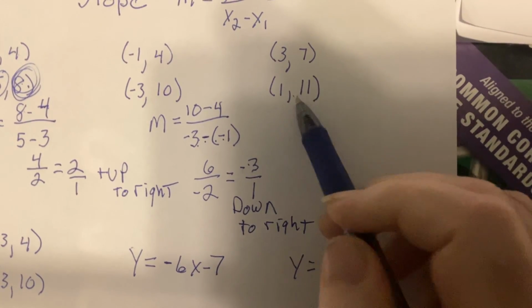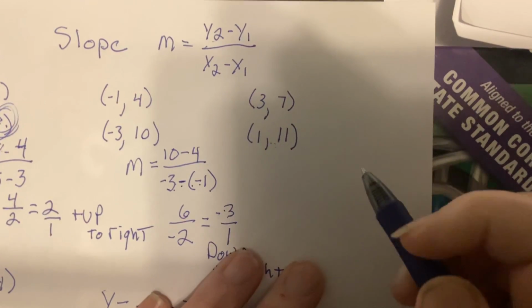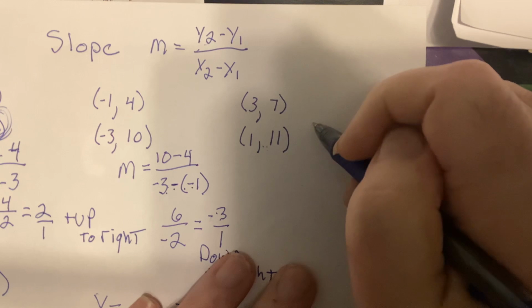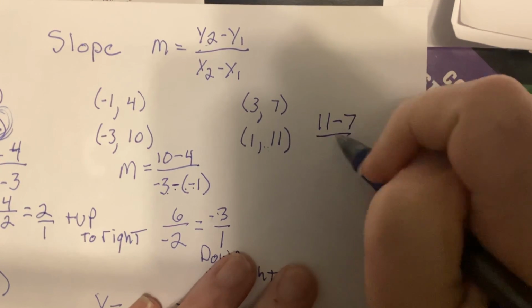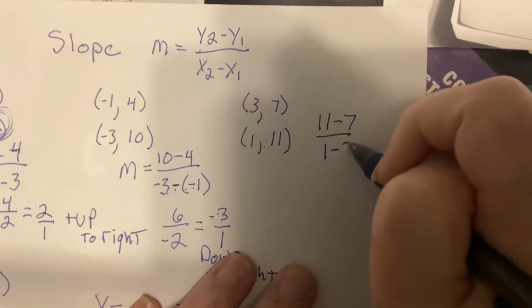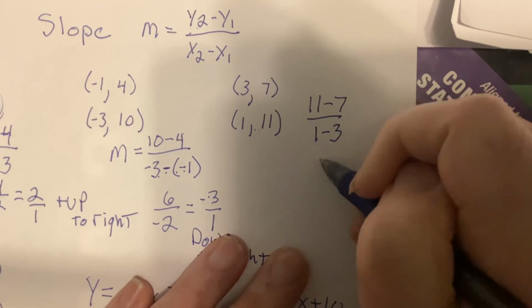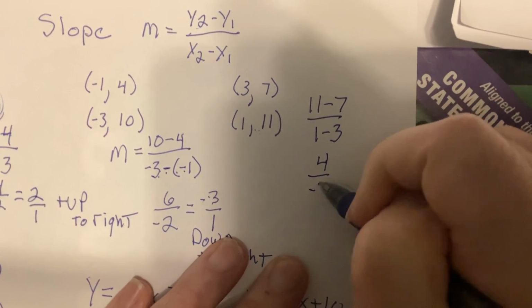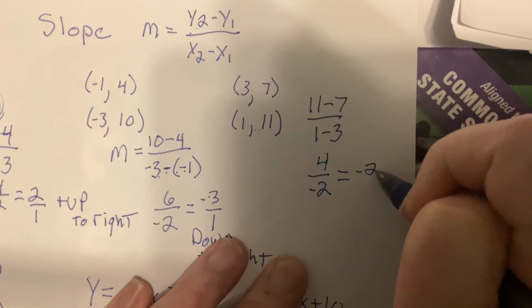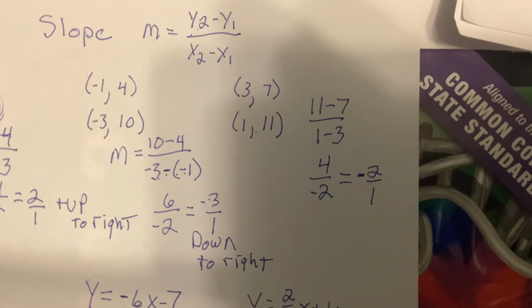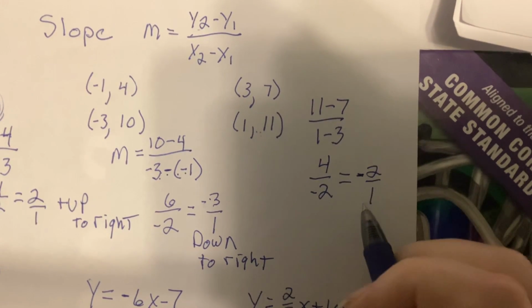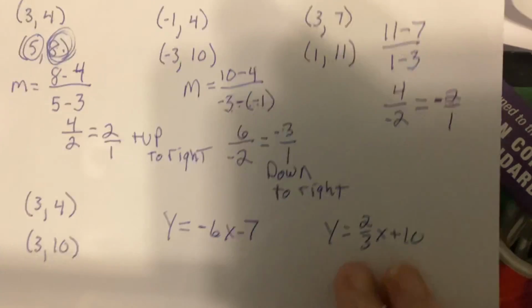So do this one for me. See if you can find the slope. Then turn me back on. Okay, 11 minus 7 over 1 minus 3. So you would have 4 over -2, which is -2 or -2 over 1. Slope is a fraction. So this means you're going down 2 for every 1 to the right.